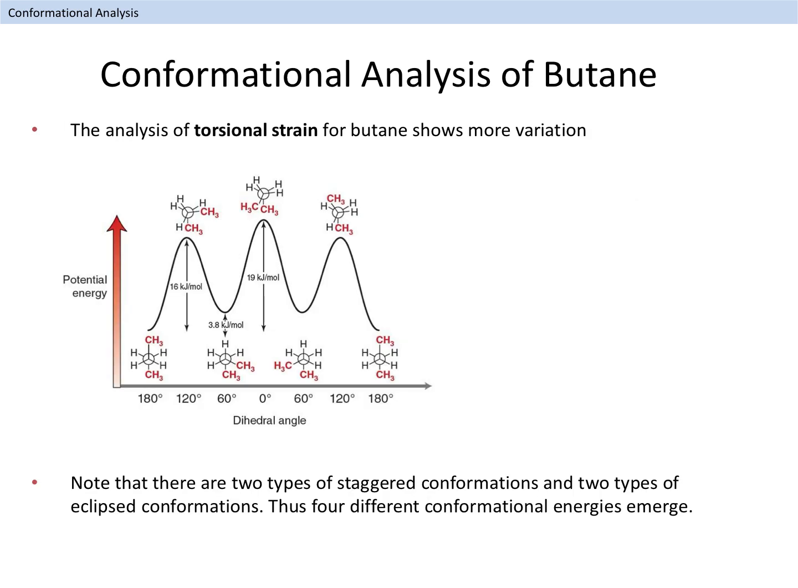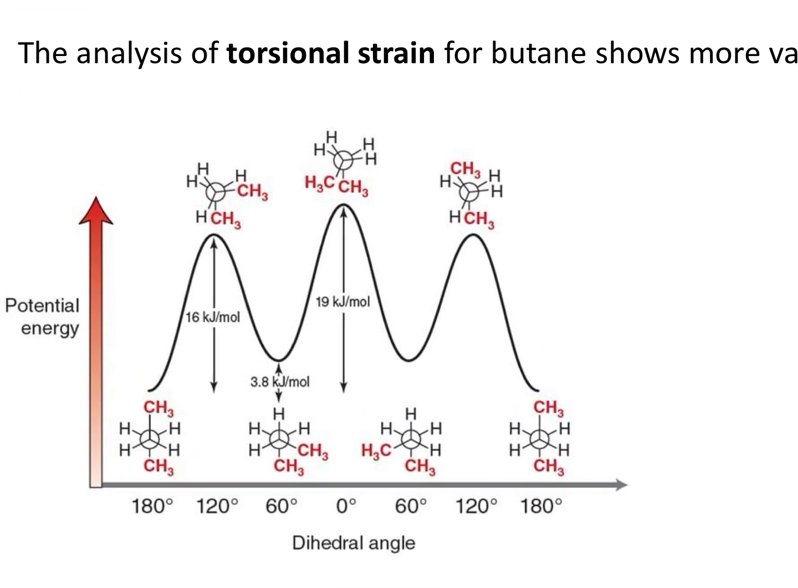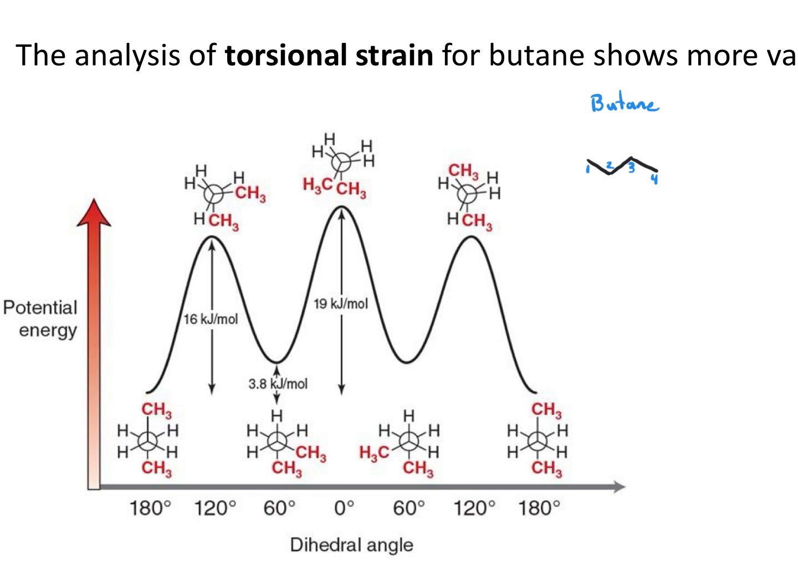Notice that the Newman projection for butane has a methyl group on the front carbon, and also one on the back carbon. That's because we are sighting down the carbon-carbon bond between the C2 and C3 atoms. Notice that as we rotate the atoms around this bond, two different types of staggered conformations emerge. In one of the staggered conformations, the methyl groups are 180 degrees apart. In the other staggered conformation, the methyl groups are 60 degrees apart.